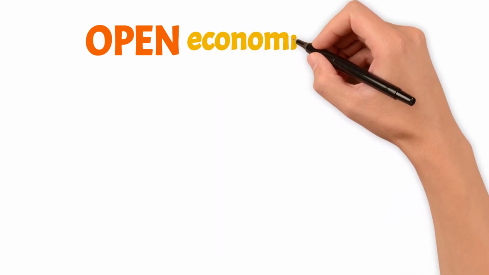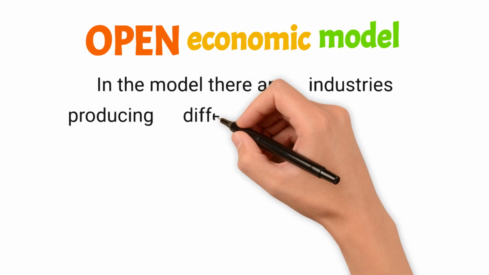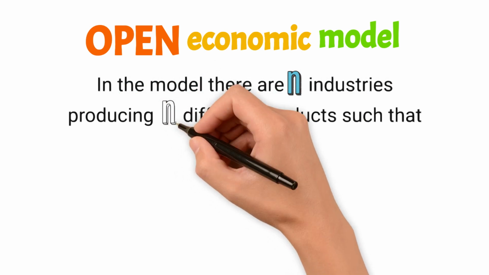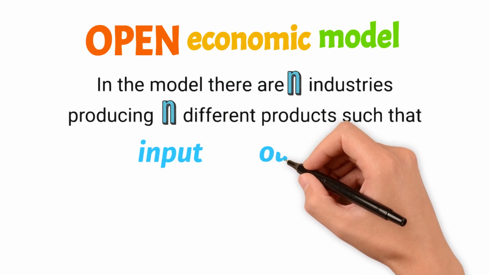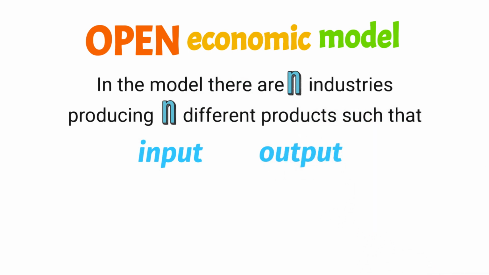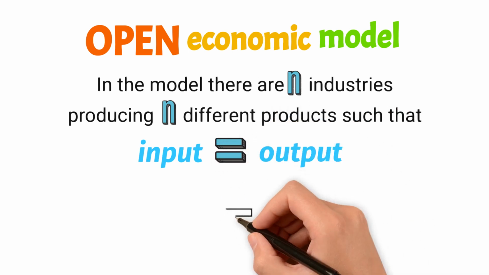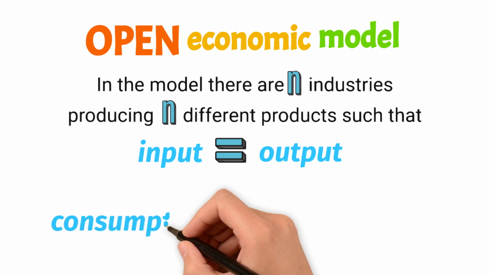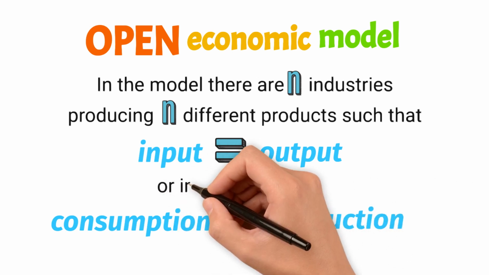The open economic model is a realistic model, as it deals with an economy where sectors not only satisfy each other's needs, but also satisfy some outside demands. In this case, the outside demands are put on by the consumer. In the open economic model, there are n industries producing n different products such that the input equals the output, or in other words, consumption equals production.